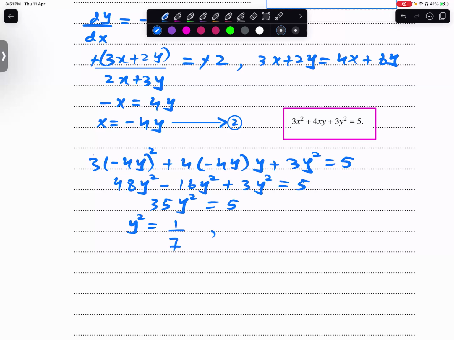So if you take square root on both sides, you will definitely get y is equal to plus minus root 1/7. Please, student, do not forget to write plus minus all the time. Whenever you are solving x square is equal to some p, you will definitely write x is equal to plus minus.